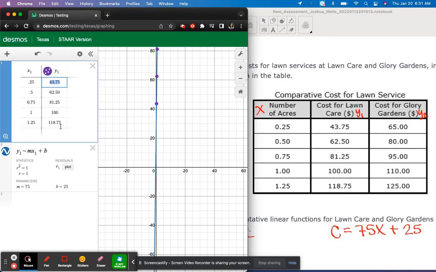So what I need to do now is go back and just change these numbers. I just have to change my y values. So let's go ahead and do that. We have 65, 80, 90, 110, and 125. And that gives us a new set of values. And so for this one, C equals 60x plus 49. And those are our two equations given the information in the table.